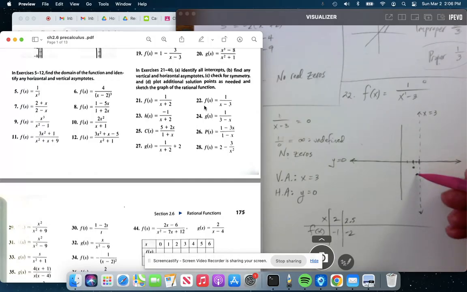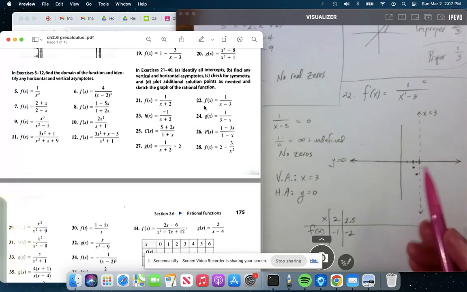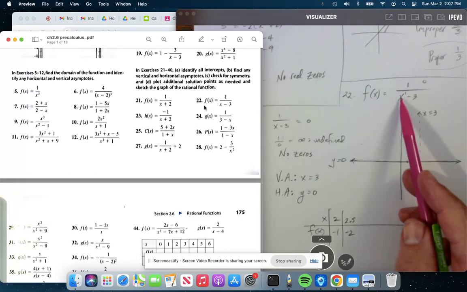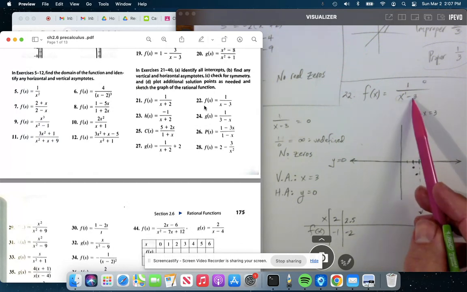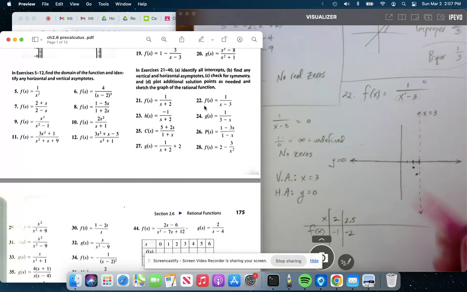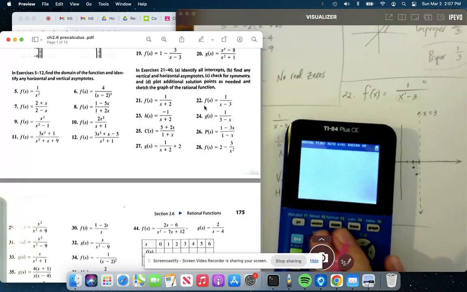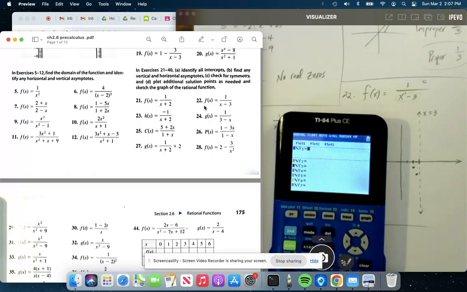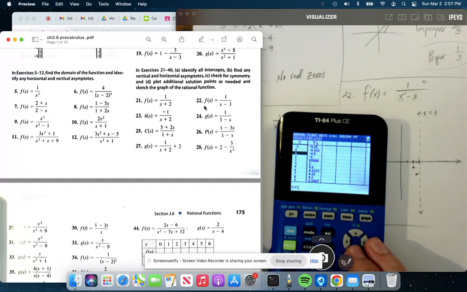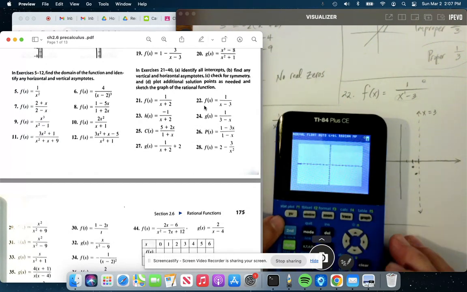And as you can see, as you get closer to this line, that denominator is going to get smaller. And when you divide 1 by a really small number, you're just getting, in a sense, a large negative number. So let's put it in here: 1 divided by x minus 3. Go to my table. Now I'm looking at numbers close to 3, like 2.5. So what I'm going to do is go to the graph.